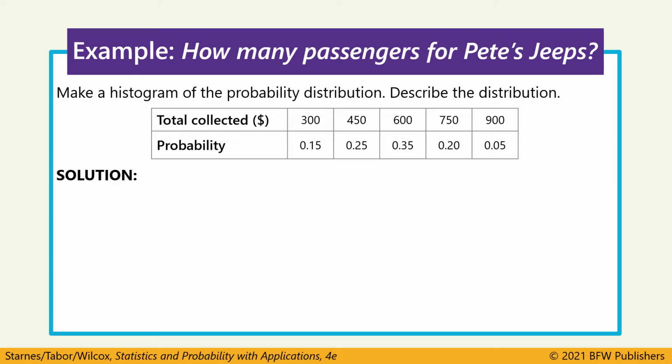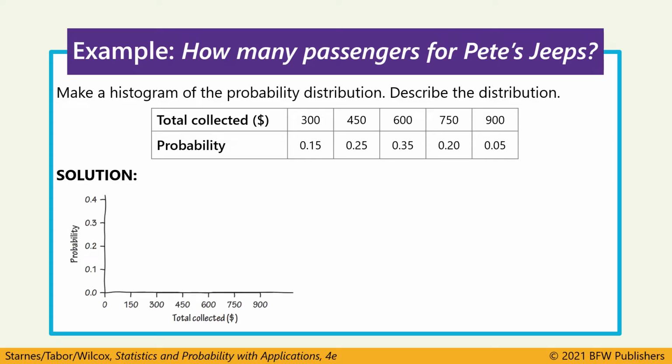To make our histogram, we're going to set our x-axis with a range that will include all the values in our variable. So total collected spans from 300 to 900. We don't have to start at 0, but in this case, we may as well, because that's not too far off from the minimum of our range. Along the vertical axis, we have our probability. When we make our scale, we're going to look for the biggest number that we have as a probability, and we'll set the top of our scale at just a little bit larger than that. We don't want to go up to 100% because that would just be a lot of empty space. So we'll go to 40, which can fit this one right here.